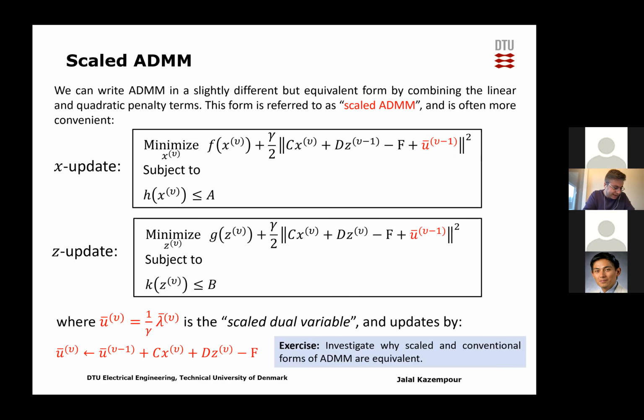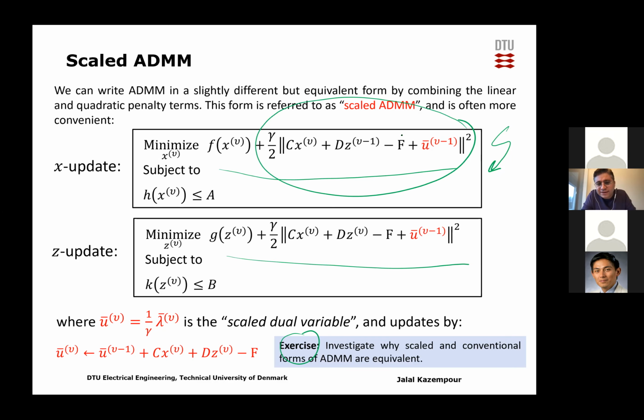As an exercise later, you can check why this scaled ADMM is equivalent mathematically to our original ADMM. It's easy. You will find out in a very straightforward way. So if in papers, in books, you see ADMM in this form with only one quadratic term in the objective function, it's the same. It's our ADMM just in the scaled form.